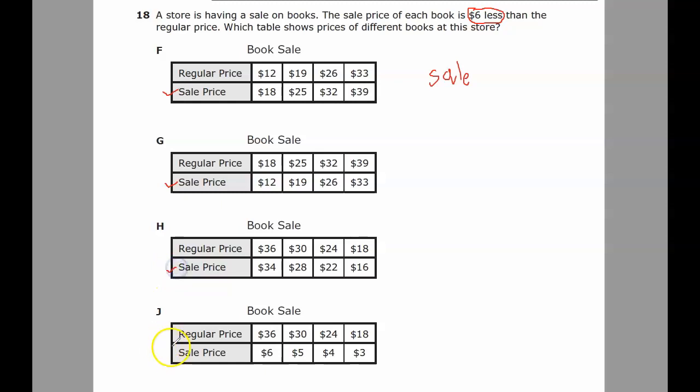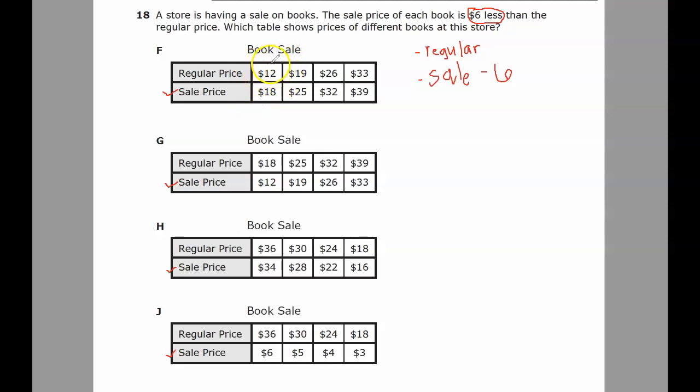It's always important to look at those tables. The sale price is $6 less, so minus 6, than the regular price. Now remember, we've talked about when things are on sale, they're a little bit cheaper. So you have the regular price, and then the store puts things on sale, so you have the sale price, which is minus 6. So we want to start with the regular price, and we want the sale price to be $6 less.